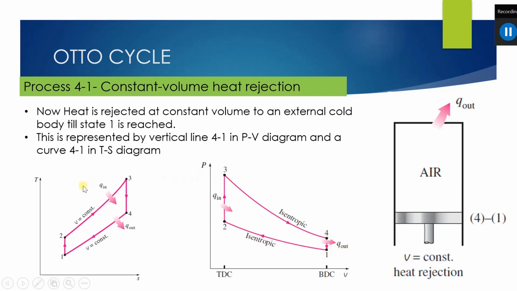It is represented by curve 4 to 1 in the TS diagram, where the volume of the system remains constant. So these are the four processes in an Otto cycle. There are two isentropic processes and two constant volume processes. Heat is added and rejected at constant volume, and expansion and compression happen isentropically. These are the four reversible processes in an Otto cycle.